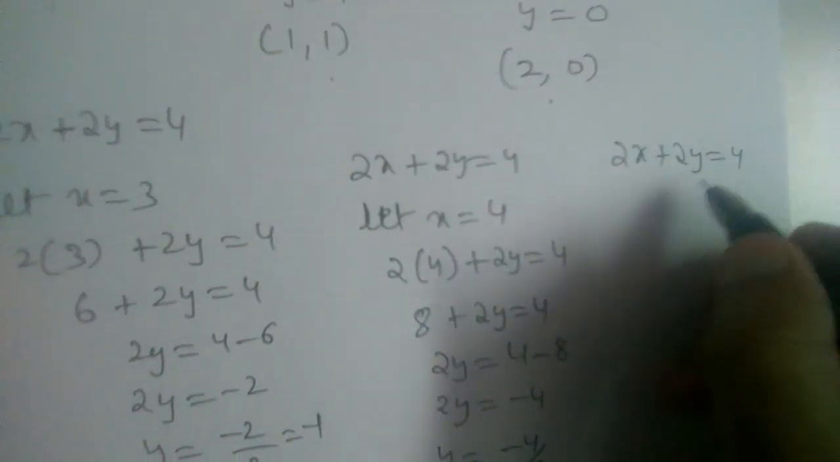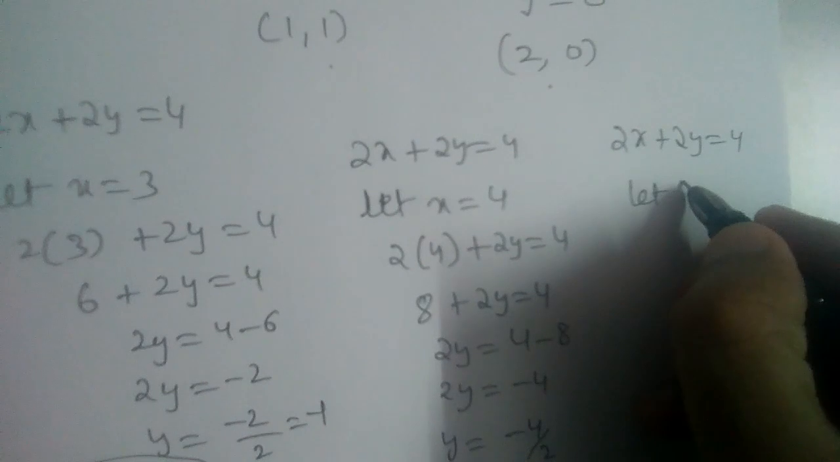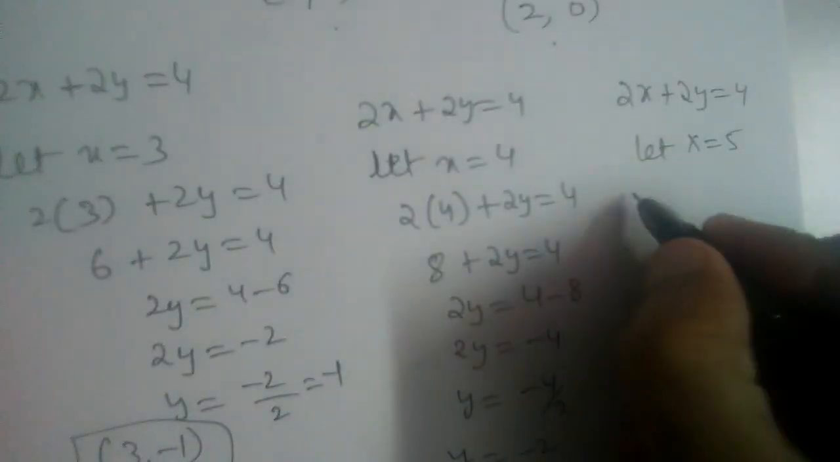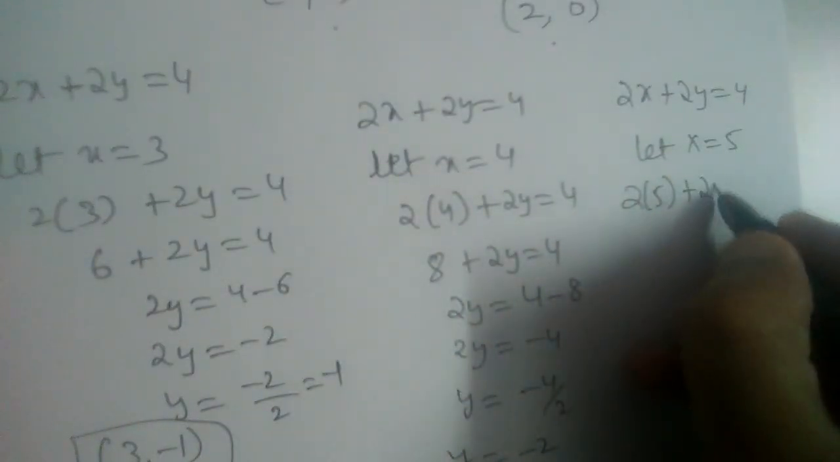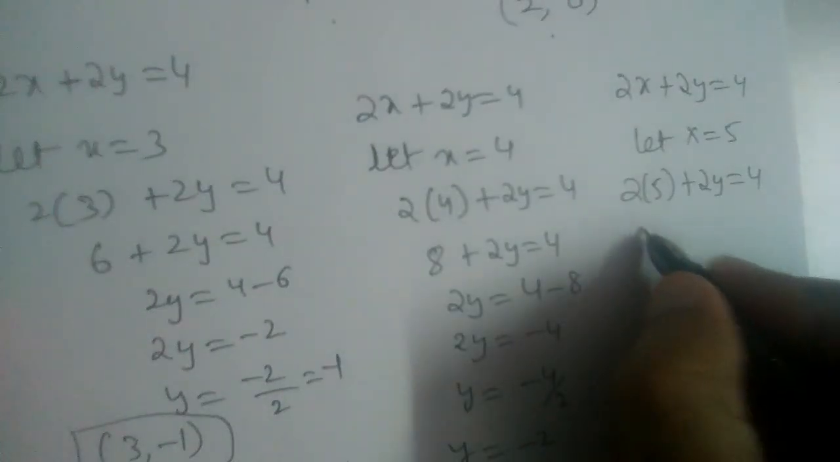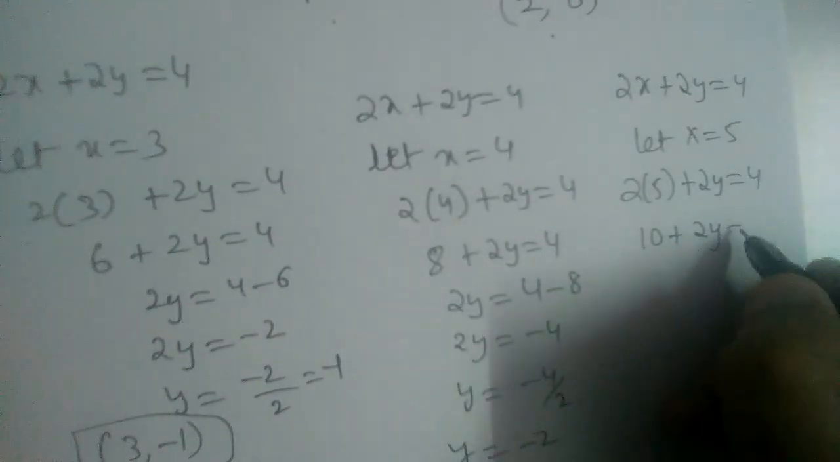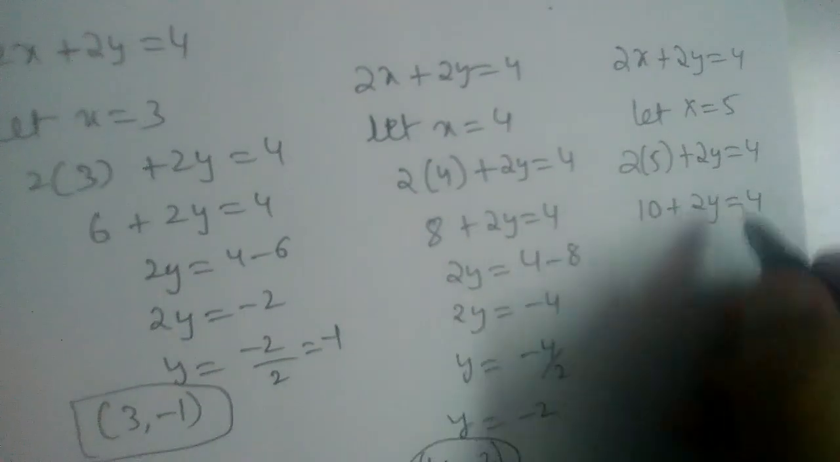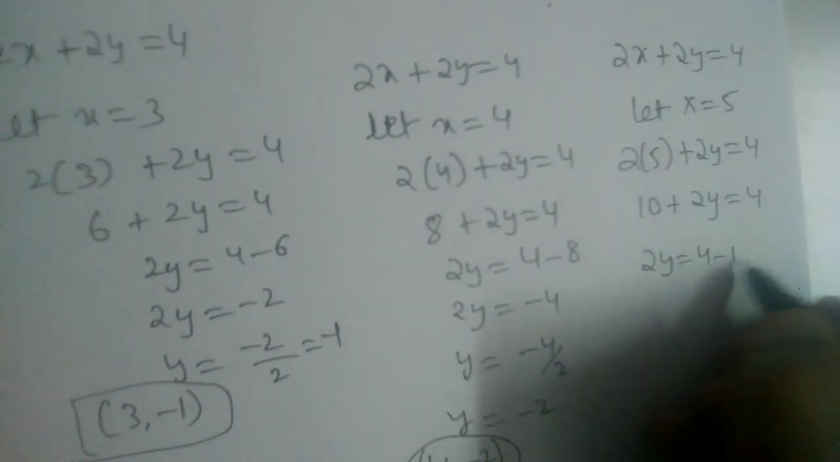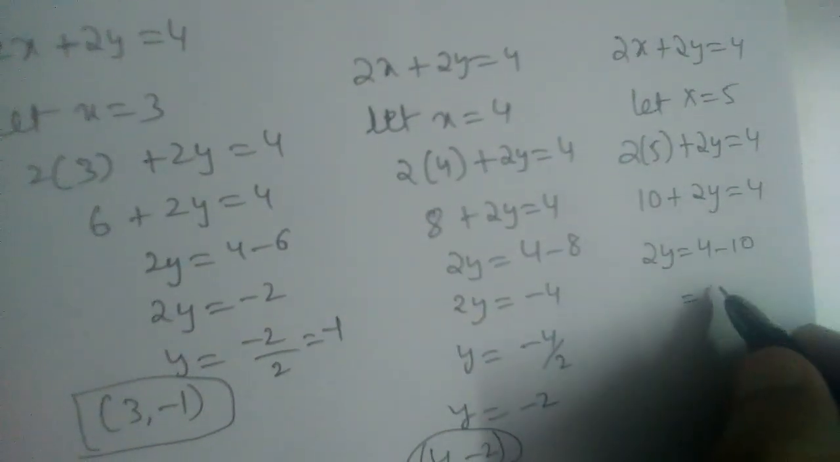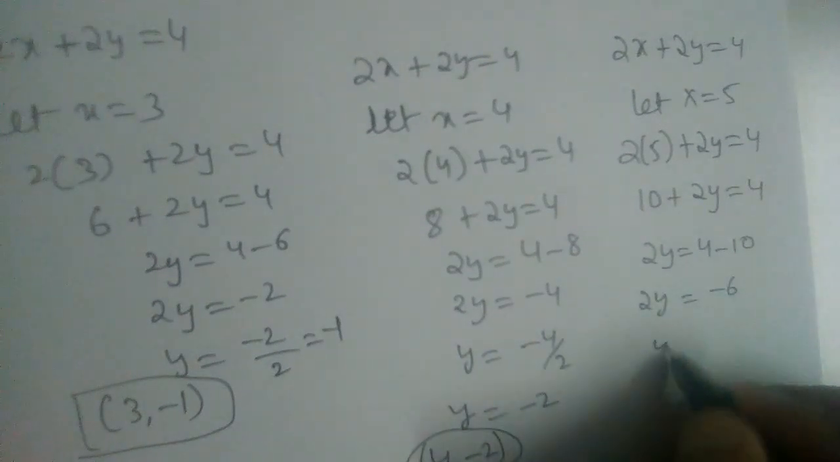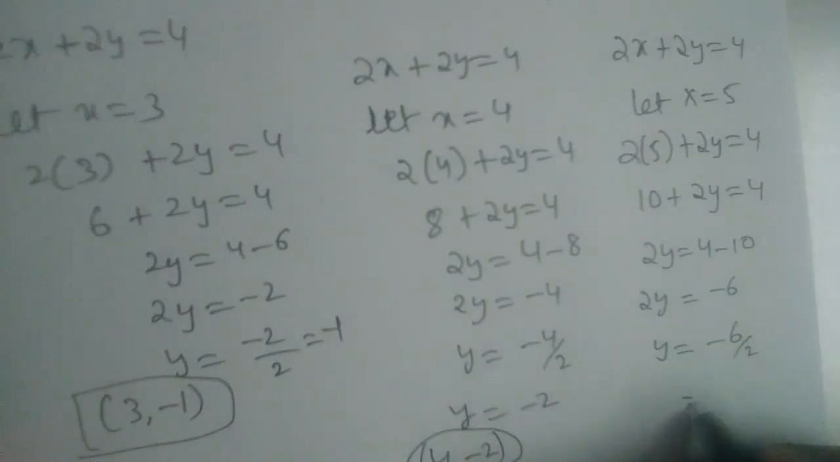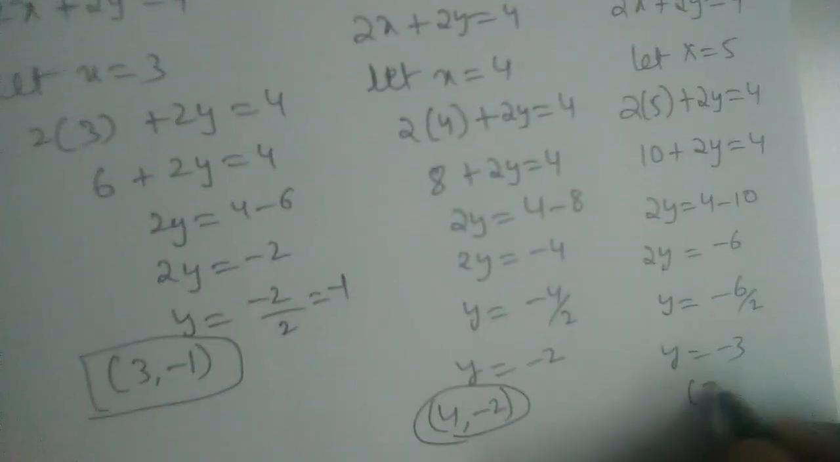2x plus 2y is equal to 4. Let us take x is equal to 5 now. 2 into 5 plus 2y is equal to 4. 2 fives are 10 plus 2y is equal to 4. 10 goes on the other side, becomes minus 10. So this is minus 6. y is equal to minus 6 by 2, minus 3. So this is (5, -3). We got 3 points, right?